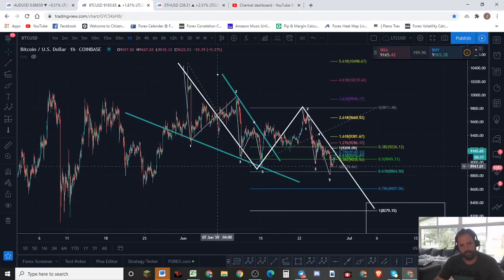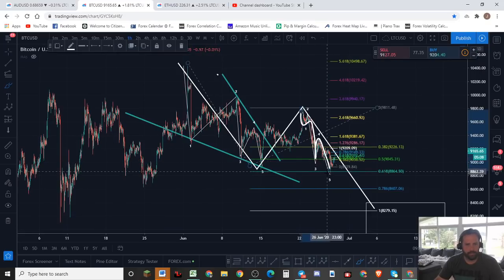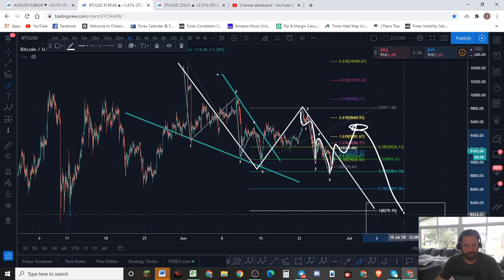Okay, so this is a five-wave move to the downside. We've got a nice three-wave pullback. Now, what do we have here? We have a five-wave move right there. Okay, what we're going to expect then is a three-wave pullback somewhere to 50% to 60%. It might get us back up here to this range, about $9,500, and then we continue down.